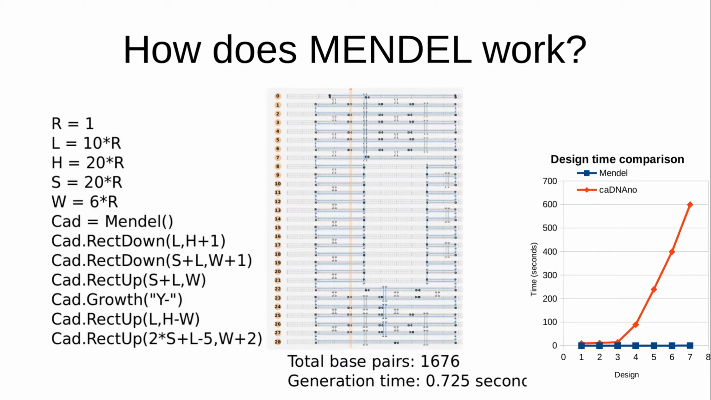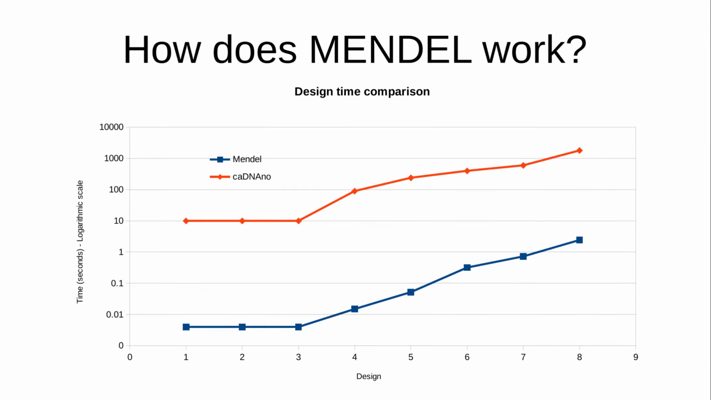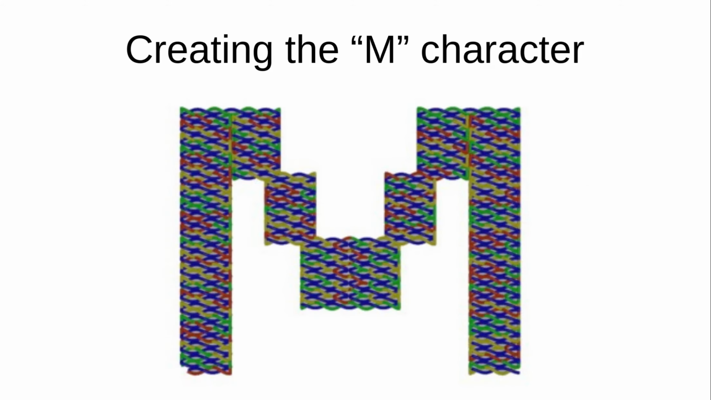For complex and parameterized structures, we define the parameters as variables in Python, and then use them inside the MENDEL commands. We can see this example has 1600 base pairs, and if we double the resolution, the model is 5400 base pairs, and the shape is basically the same, but bigger. Comparing against the time required on CAD-Nano to perform the previous designs shows the time saving when using MENDEL is enormous.